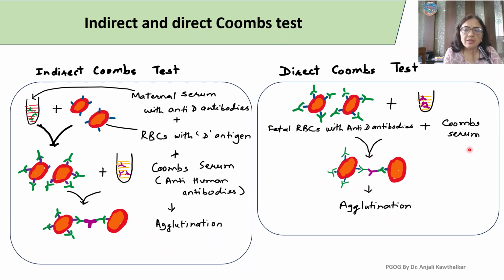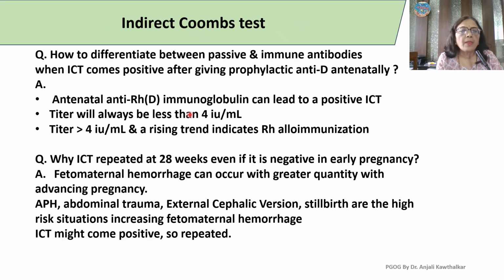isoimmunization has taken place. How to differentiate between passive and immune antibodies when ICT comes positive after giving prophylactic antenatal anti-D? Now, guidelines say that whenever we give antenatal anti-D, there is no need to repeat indirect Coombs test. But if it is repeated and there is a confusion, then remember that antenatal anti-D immunoglobulin itself can lead to positive ICT because of the development of passive antibodies, but usually the titer remains less than 4 international units per ml. Titer greater than 4 international units per ml and rising titer trend indicates Rh alloimmunization.